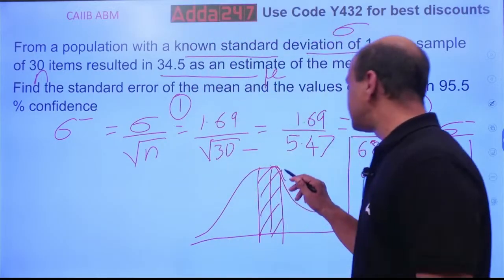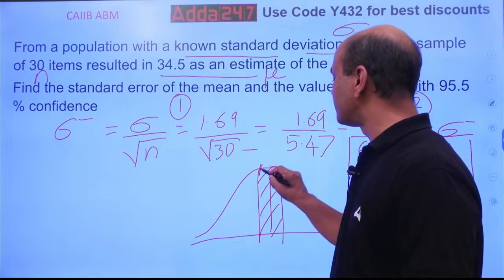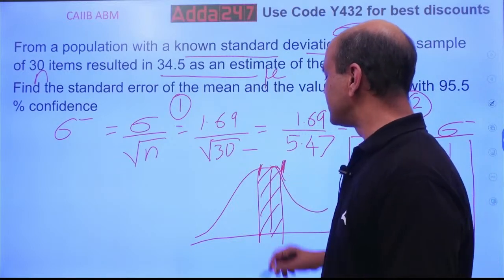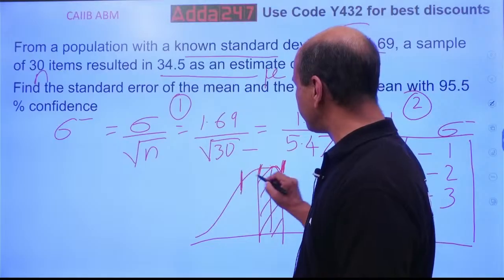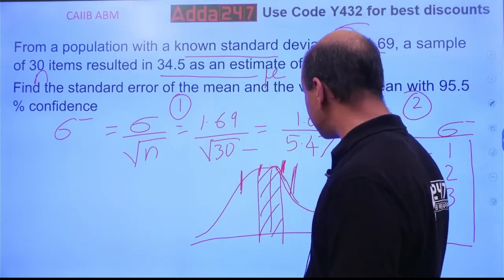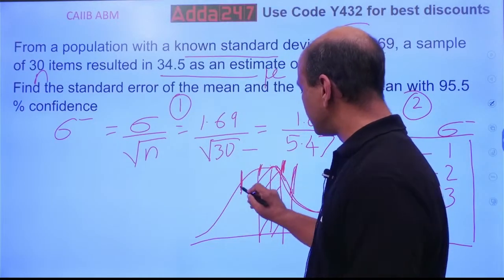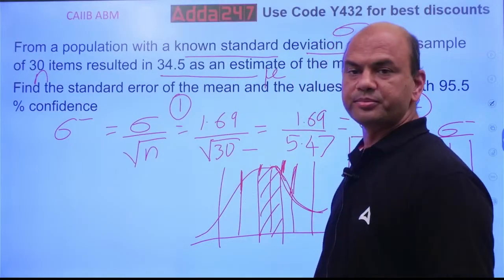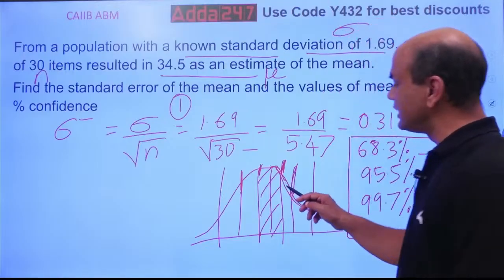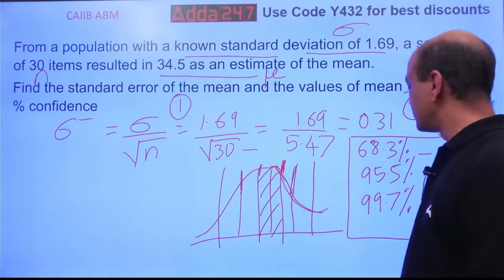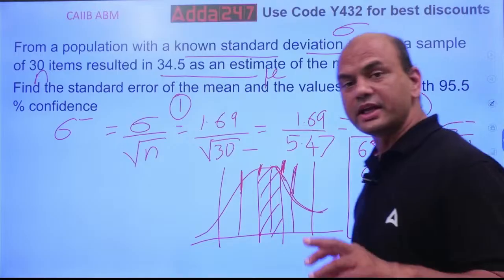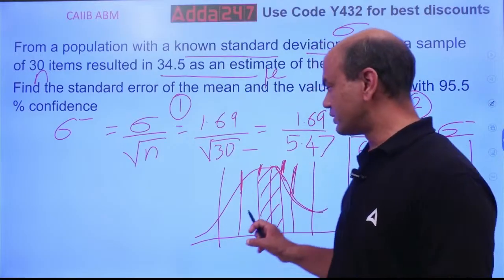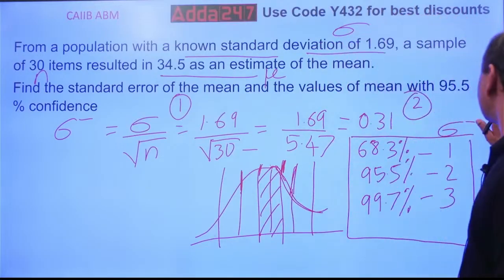So when I say one standard error, I am talking about a narrow range. When I say two standard error, 95.5%, I am talking about a wider range. When I say three standard error, wider still. So as I go on increasing the confidence level, my accuracy actually decreases. Got it clear?